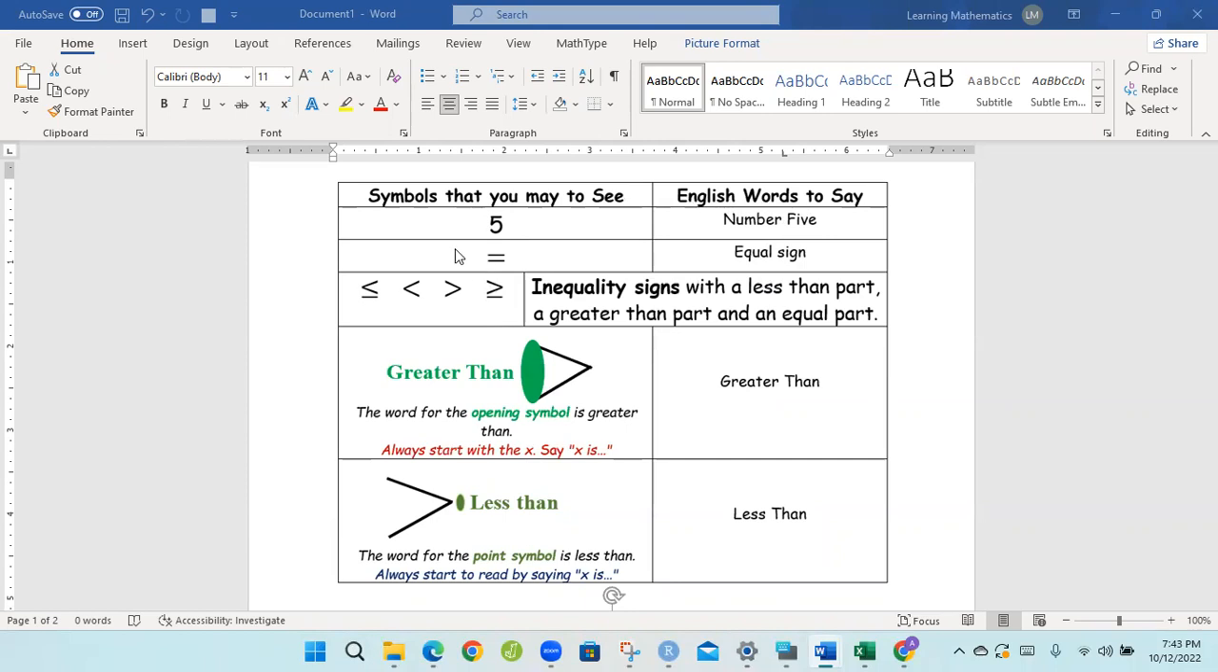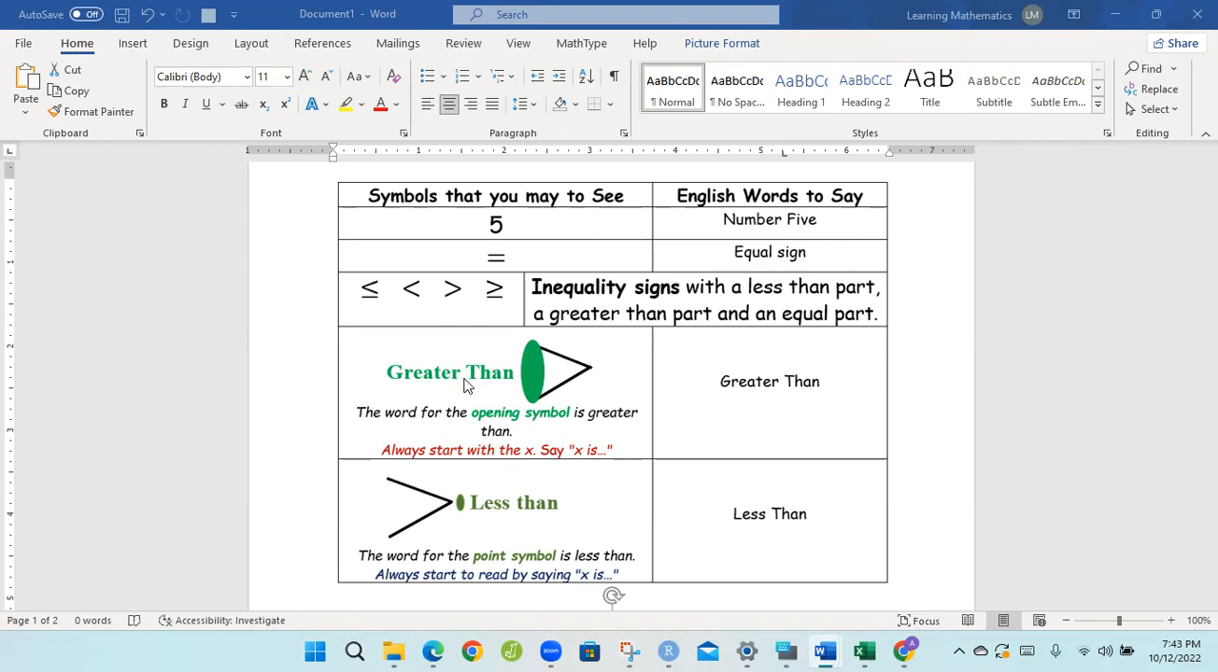When you see this sign, you say inequality sign, with a less than part and a greater than part. Do not say greater than sign, neither less than sign. This is an inequality sign. So just like what you say in 5, equal, inequality.